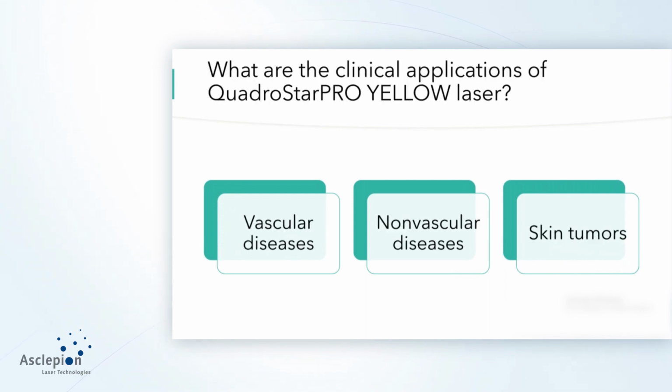What are the clinical applications of QuadroStarPRO? According to the mechanism of action, there are main indications for QuadroStar. The first indication is vascular diseases. The second indication is non-vascular diseases. And the third indication is skin tumors.